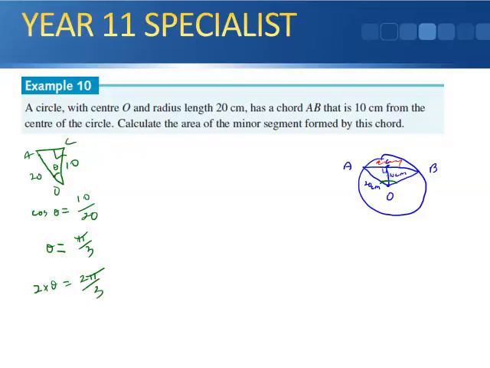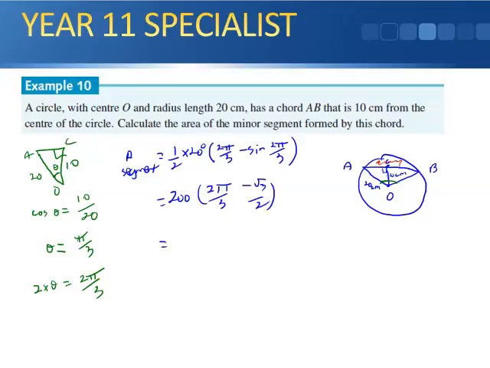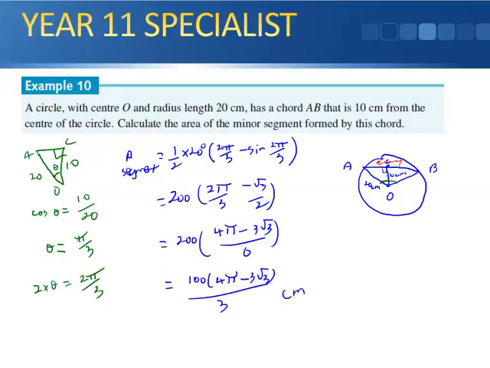So I've got that. So the area of the segment will equal 1/2 times 20 squared, times 2 pi on 3 minus sine 2 pi on 3, which will give me 200 times 2 pi on 3 minus the square root of 3 on 2, which will give me 200 times 4 pi minus 3 square root of 3 on 6, which means I'll get 100 times 4 pi minus 3 square root of 3, all divided by 3. That's centimeters squared.